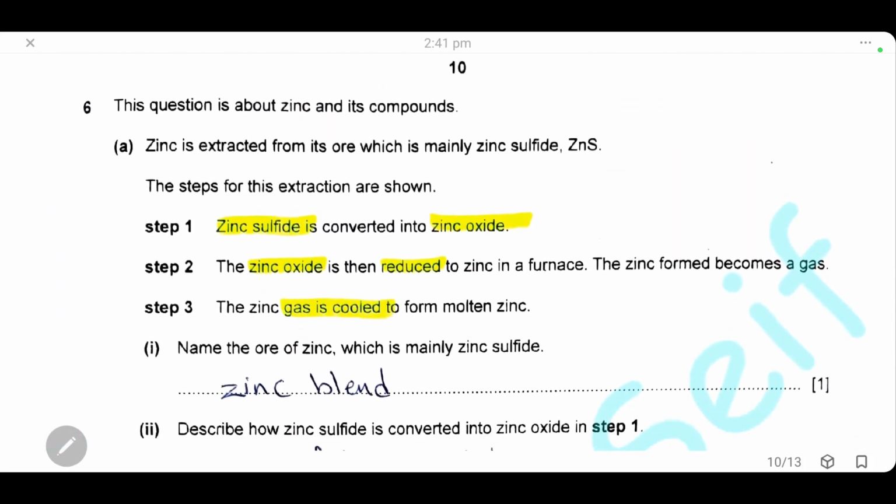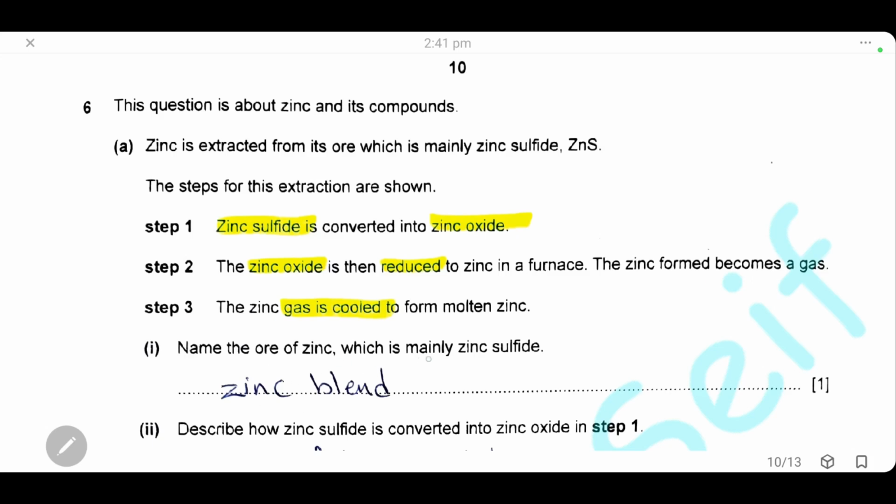Then question 6. This question is about zinc and its compounds. Zinc is extracted from its ore, which is mainly zinc sulfide. The steps of the extraction are as follows. The zinc sulfide is converted first into zinc oxide. Then the zinc oxide is reduced in the furnace to give zinc, which becomes a gas. Then in step 3, the zinc gas is cooled to form molten zinc.